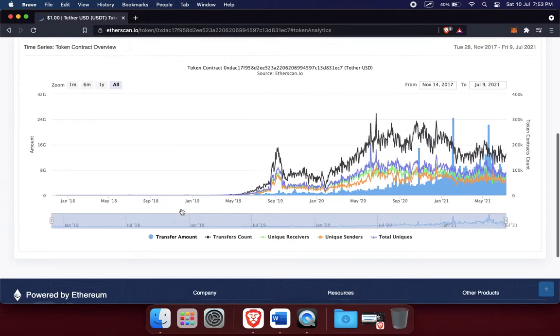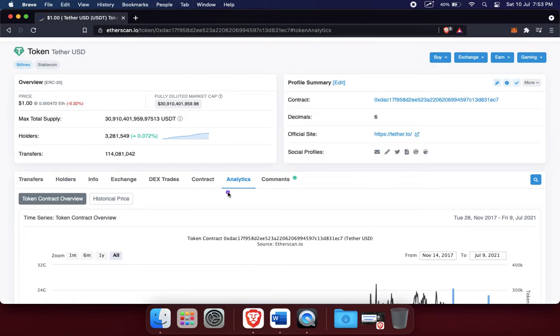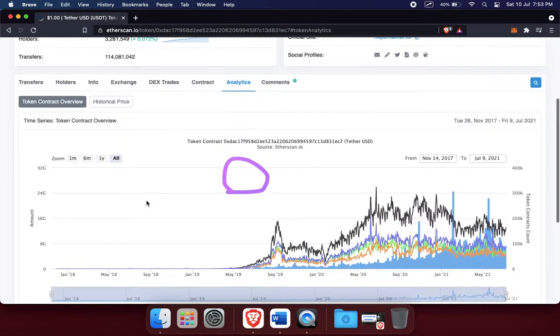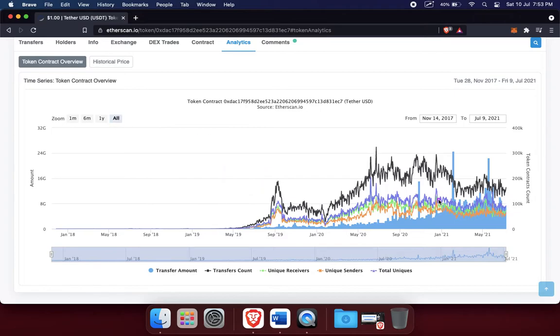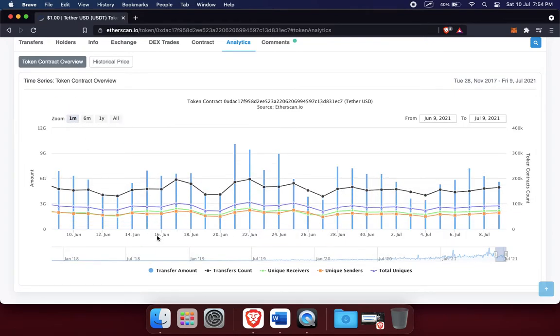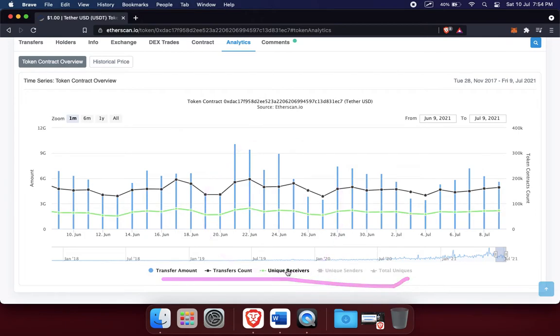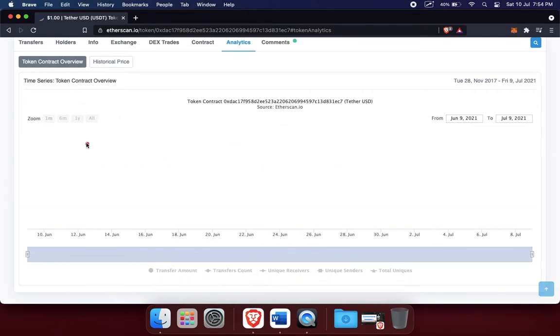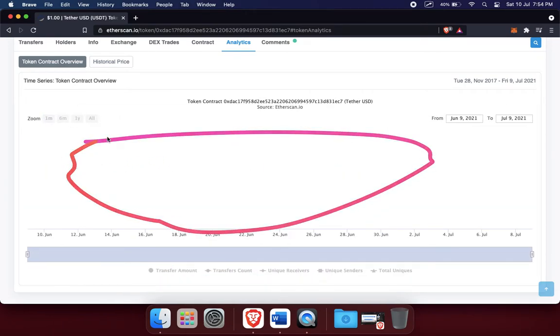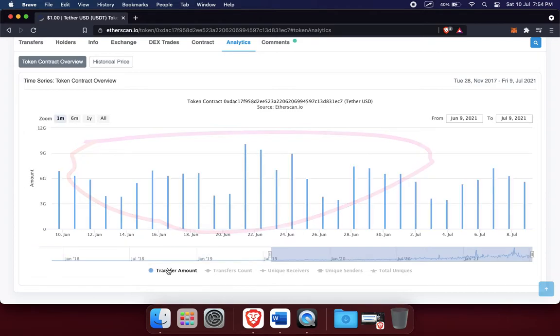This is an interesting function that I found out today. You can look at the analytics of this token, right? When it comes to USDT, over 1 year it looks a bit messy, so I'm just going to go 1 month, just to show you what the different numbers mean. It looks like a lot of stuff here. So at the bottom here, I found out you can actually click on each of them and take them out. So it's empty, and this is a lot easier for explaining to people. So I'm just going to click transfer amount, right?